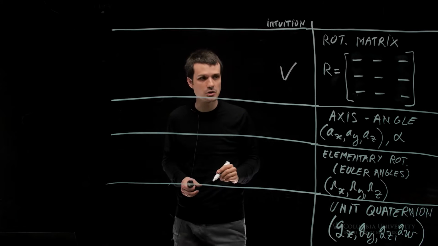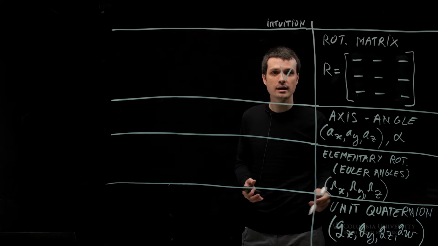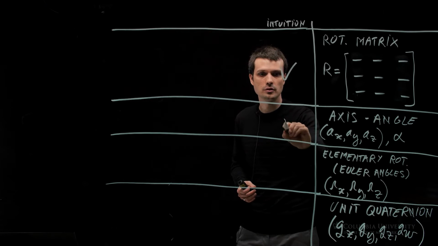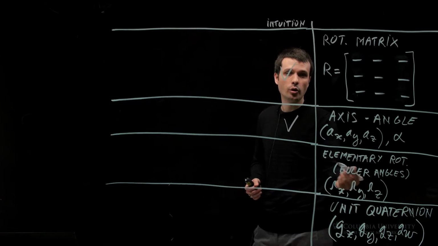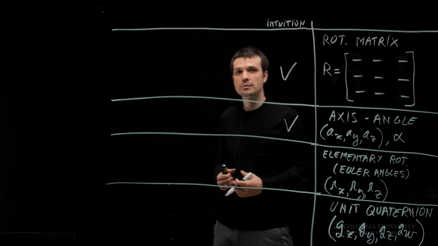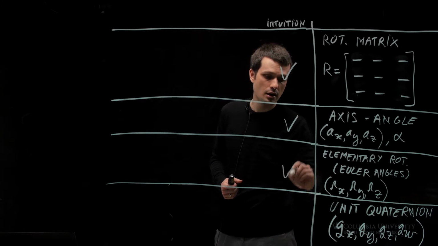This is very intuitive. Axis angle, also very intuitive. Somebody gives you an axis and an angle, you immediately know what that rotation means. So that's also easy to understand. Elementary rotation, roll, pitch, yaw, for example, Euler angles. If somebody gives you a roll, a pitch, and a yaw, especially if it's a domain you're familiar with, then yes, you know immediately what rotation that represents.